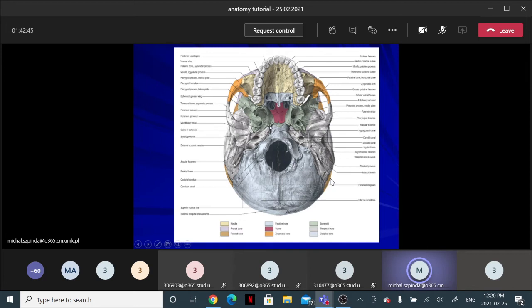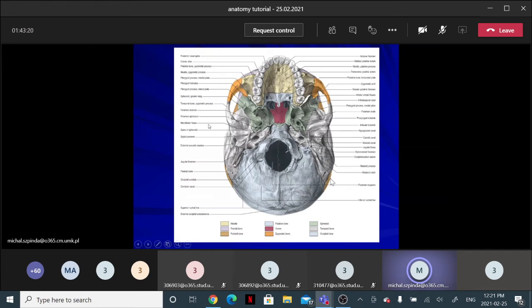Apart from this, we can see two pterygoid processes, the medial pterygoid plate and the lateral pterygoid plate, that form on their posterior aspects a depression called the pterygoid fossa. Such a depression is completed in front by the pyramidal process of the palatine bone.